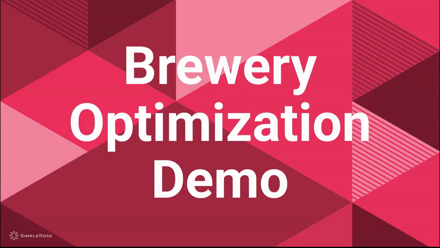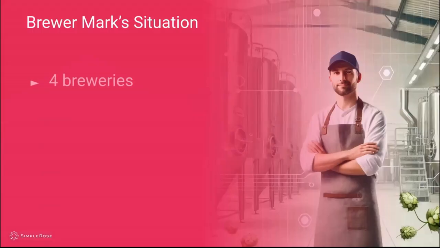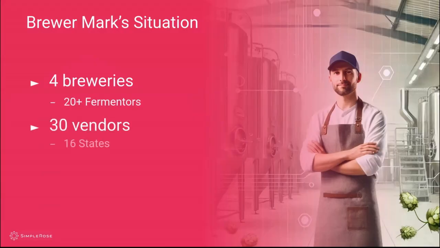Welcome to the Simple Rose Brewery Optimization demo. This is Brewer Mark. He runs a brewery that has 4 brewing locations with a variety of equipment at each location and 30 vendors that service those breweries across 16 states, shown here on a rough map.